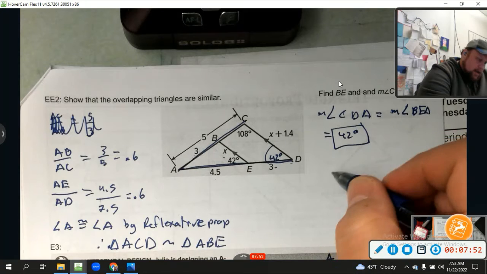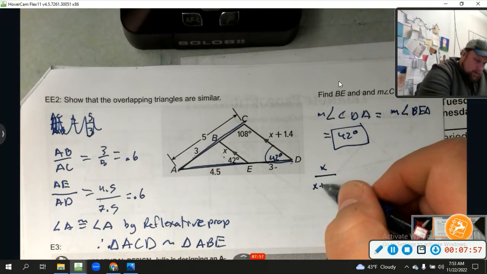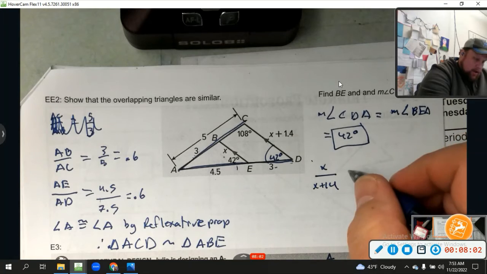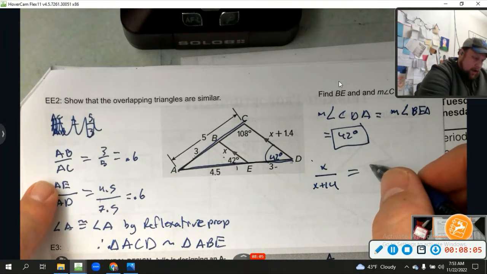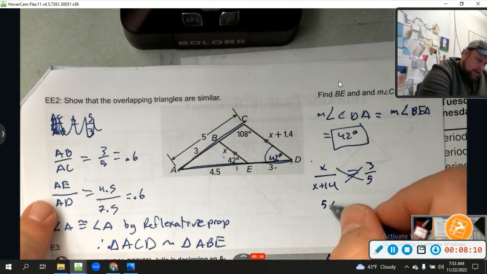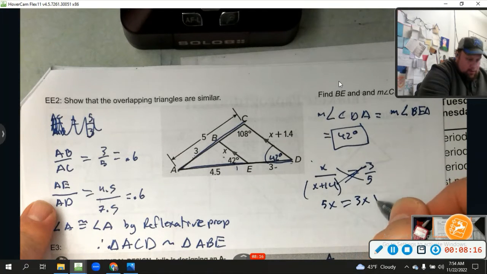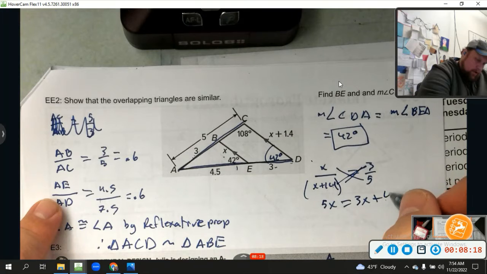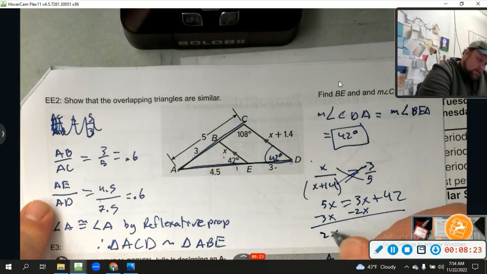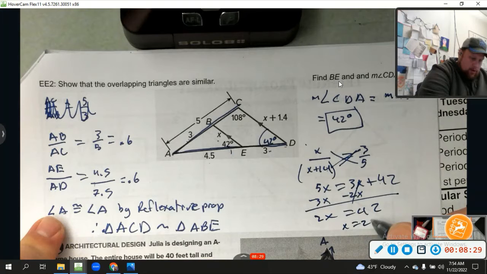So I'm going to say x over x plus 14, right? Because it's that BE over CD should equal either one of these. Let's just do AB over AC, which is 3 over 5. We're going to cross multiply, and I get 5x, and remember, I'm going to distribute this when I multiply, equals 3x plus 3 times 14, which is 42. Let's subtract that 3x over. We'll get that 2x equals 42. Divide by 2, and we get that x equals 21. Boom!